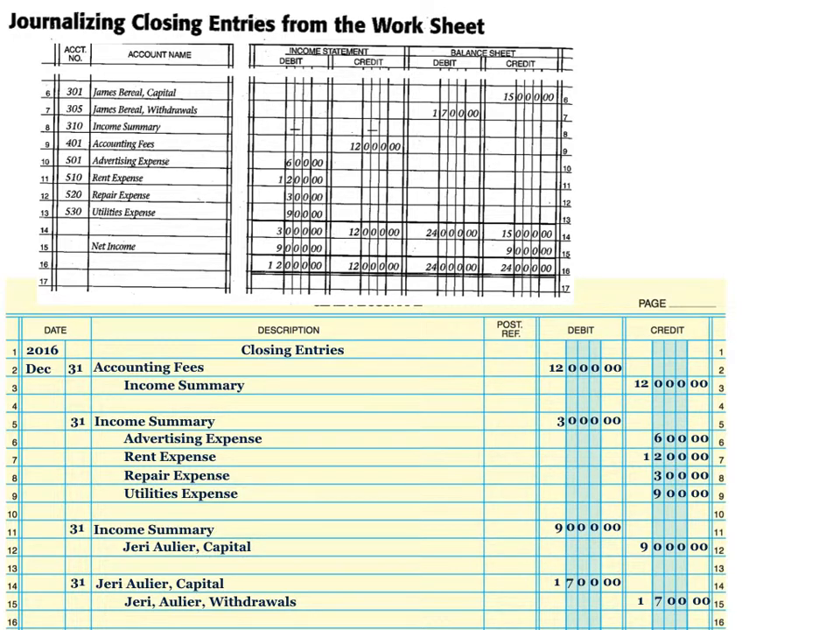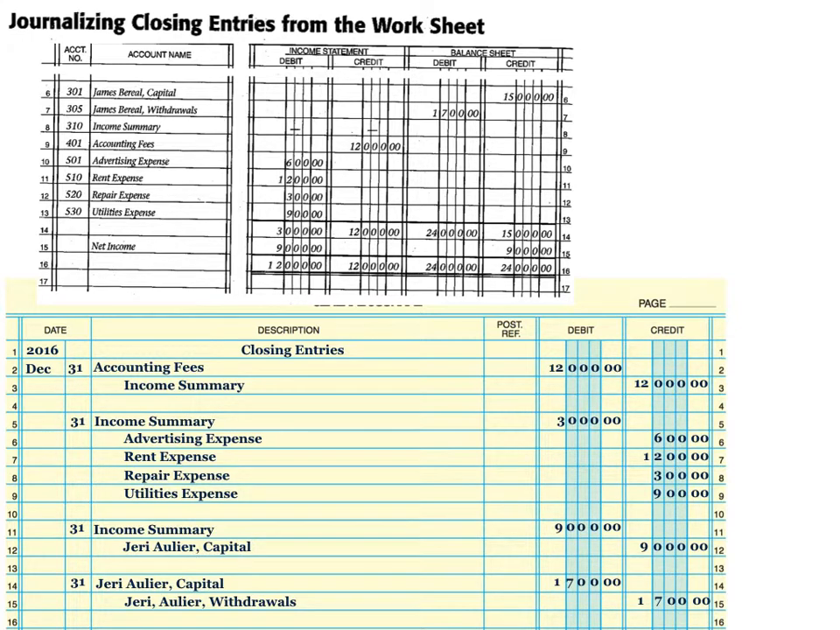Again, step 1, we're taking the revenue to the income summary. So we look for all of our revenue. On here we only have one, called accounting fees, for $12,000. So we're going to take a debit of $12,000 and a credit of $12,000 into the income summary. Now, when you look at your income statement, you can tell very quickly whether you need a debit or credit. Accounting fees on our worksheet has a credit of $12,000, so to close that out, we know we need to add a debit.